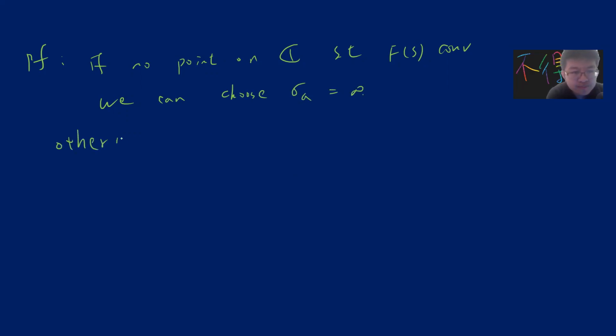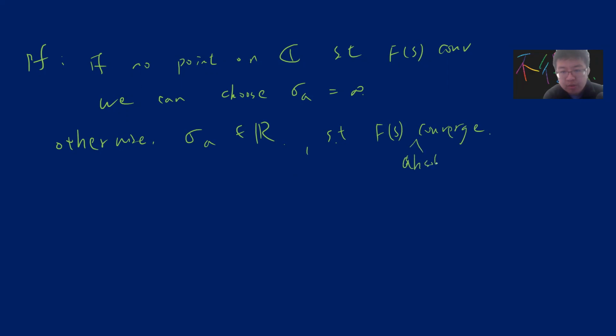Otherwise, let's say we get some sigma_A, which belongs to R, such that F(s) converges absolutely. The idea is that if there is no point on the complex numbers where F(s) converges absolutely, then we choose sigma_A to be infinity. Otherwise, we can always find some point, let's call it s_A = sigma_A + i t_A, such that F(s) converges absolutely at s_A.